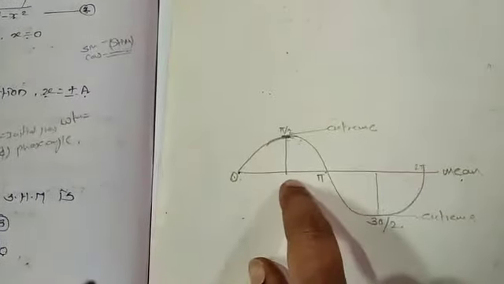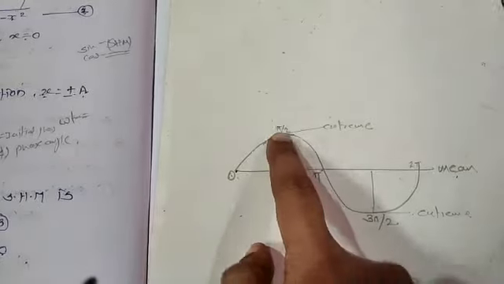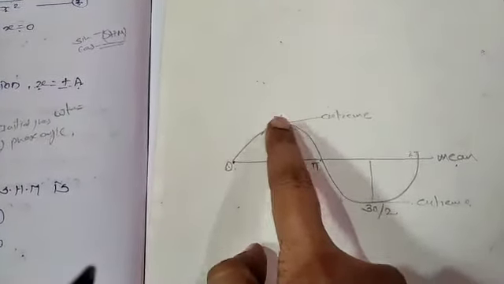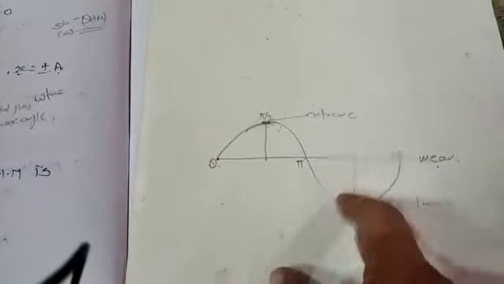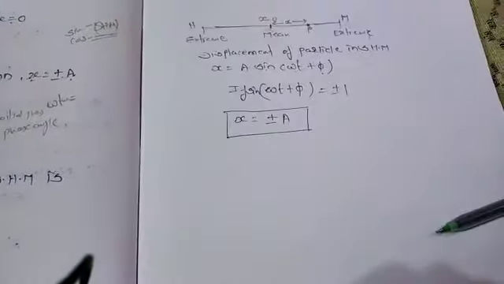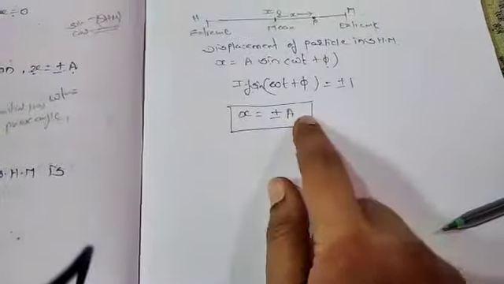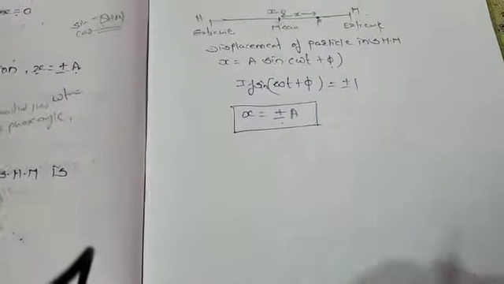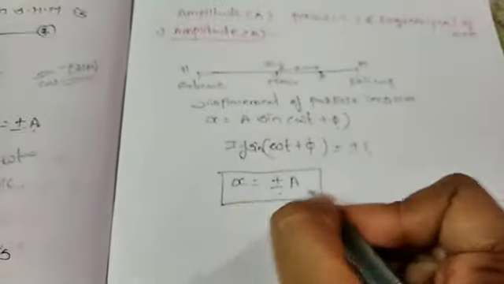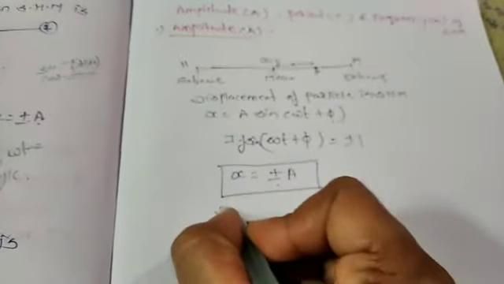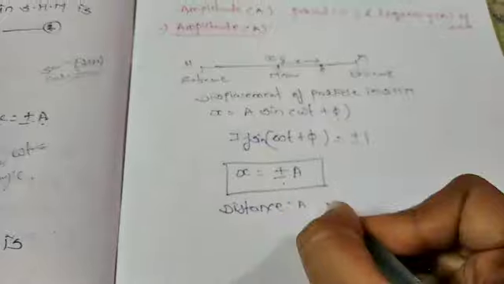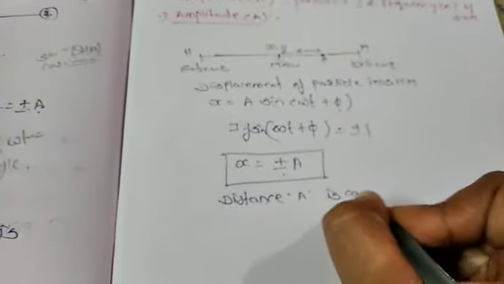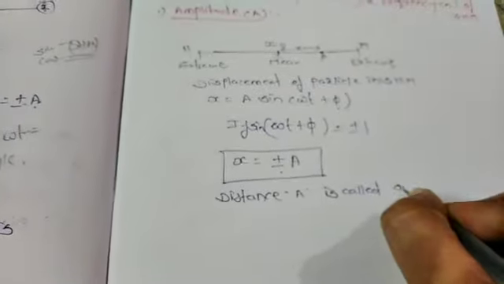In this diagram, from the mean position, this is the maximum displacement. So these are the extremes, the positive extreme and the negative extreme. In the last lecture I have explained this. This is nothing but the amplitude, that is A. You can say this distance A is called the amplitude.